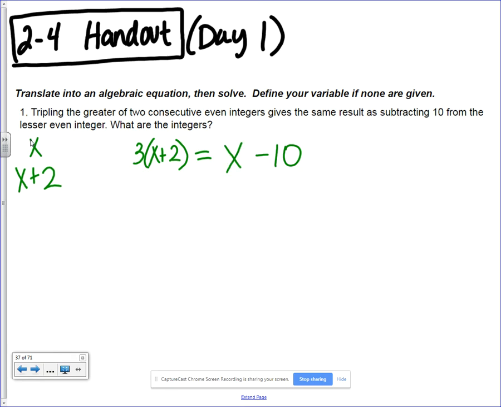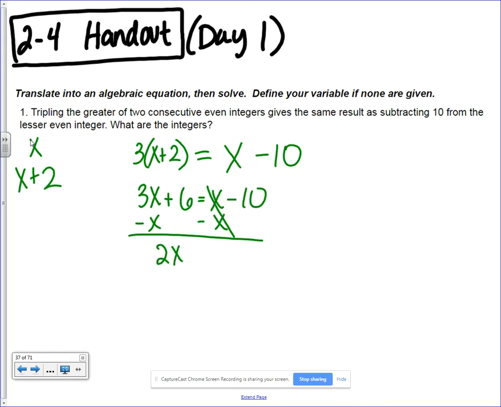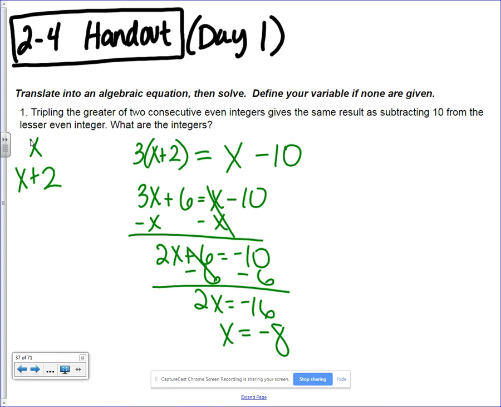What are the integers? So here's where you're going to pause it, you're going to solve it, and you're going to see how you did. So if -8 is my first integer, if I add 2 to it, I get -6. So those would be my 2 consecutive even integers.